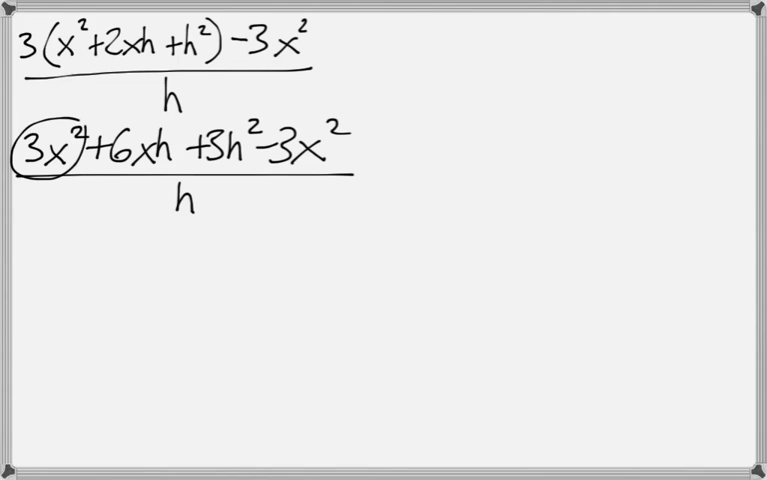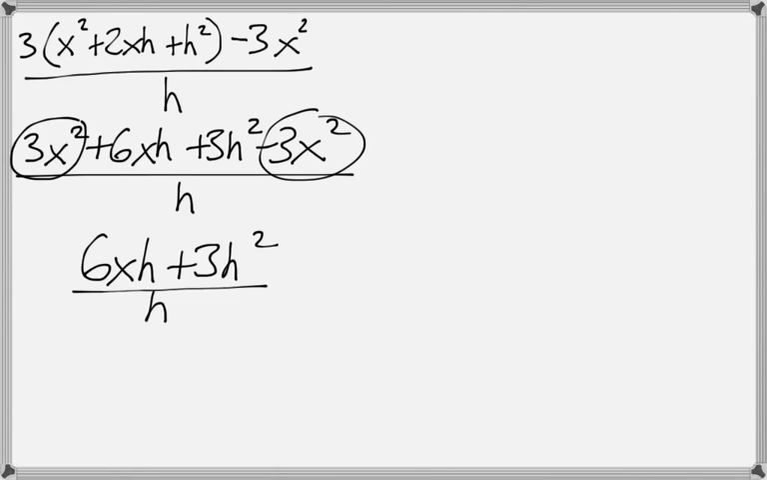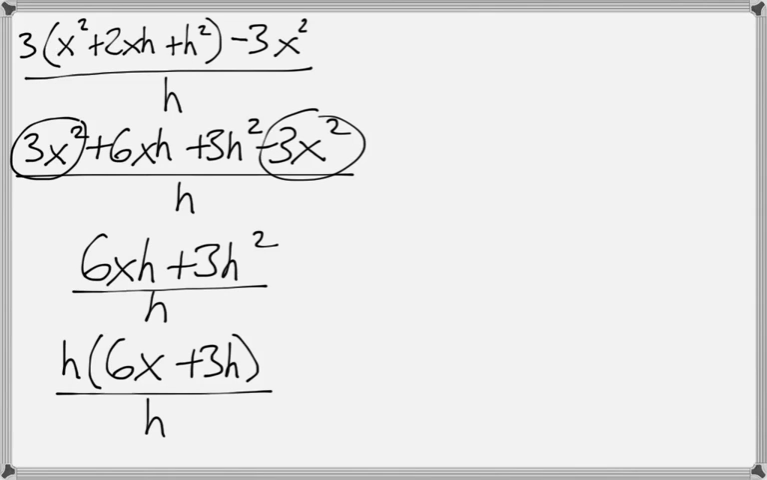You'll see that the 3x squareds cancel out, and I'm left with 6xh plus 3h squared all over h. And then I want to actually factor out an h out of the top. So that will leave me with 6x plus 3h all over h. And I do this because the h's now cancel out. And that's going to leave me with 6x plus 3h.